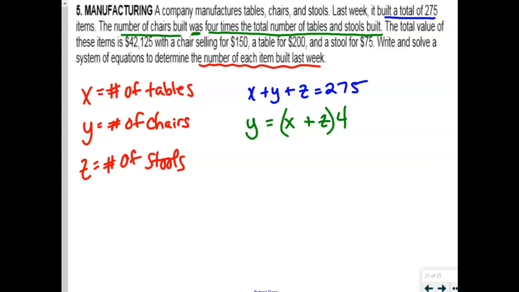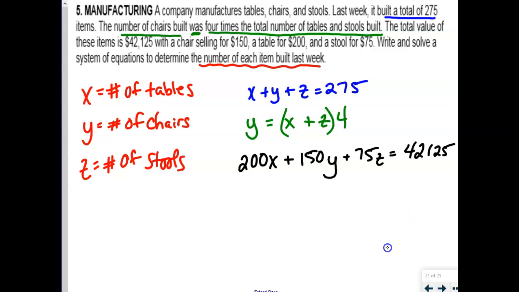And then the last clue, that's the money statement. So it says total of 42,125. A chair is 150, a table's 200, and a stool's 75. So tables, 200, and then times x. A chair is 150, y. All right, and then 75 for the stool. And it equals 42,125.